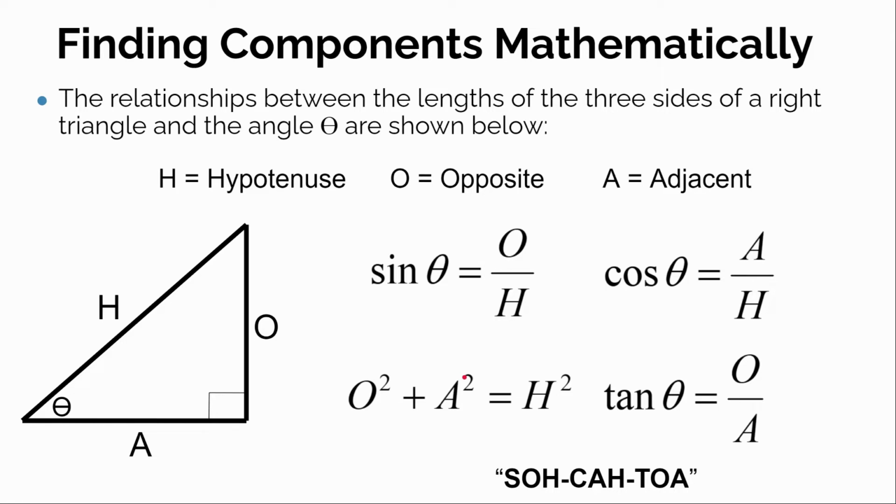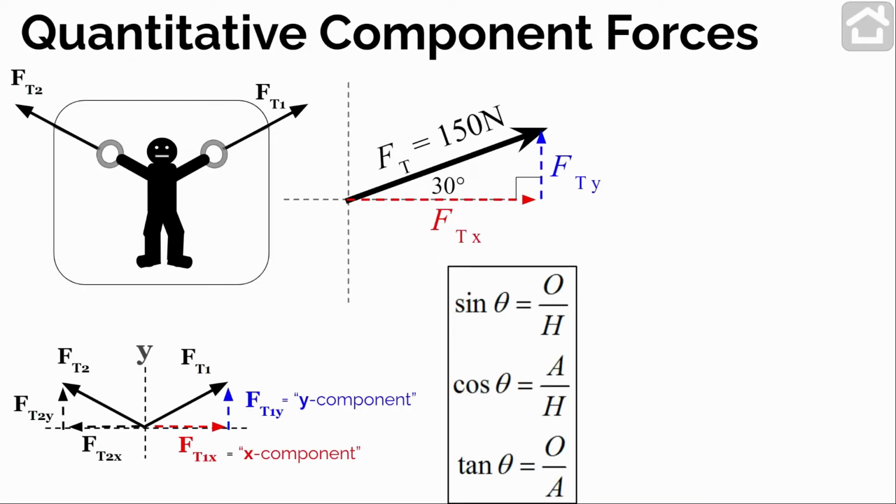So let's do that for this last example with the gymnast, just to look at one example together. So let's say we have the hypotenuse, which is 150 newtons, and we want to figure out the length of the adjacent side, or the x component of tension, or how big the y component of tension is. So we know the angle, that's theta, 30 degrees, and we know h, the hypotenuse, which is the actual size of the tension force, 150 newtons.